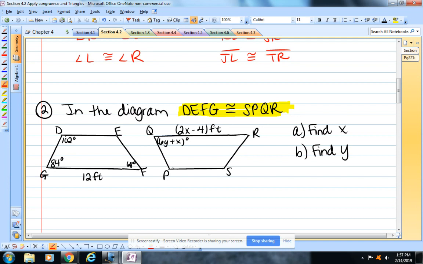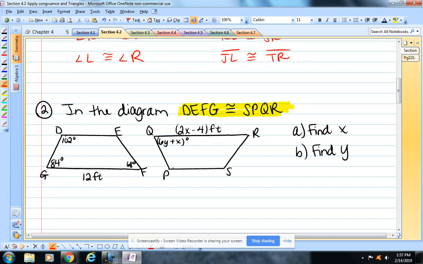Where I have just an X is this 2X minus 4. Right? That is segment QR. Well, the only segment that I have over here is this 12 feet right here. You see that? Now we have to make sure those are corresponding parts. All right? So does GF, is it the same thing as QR?